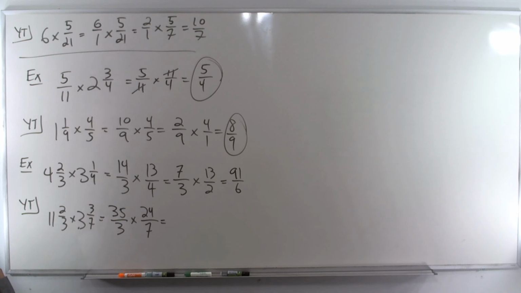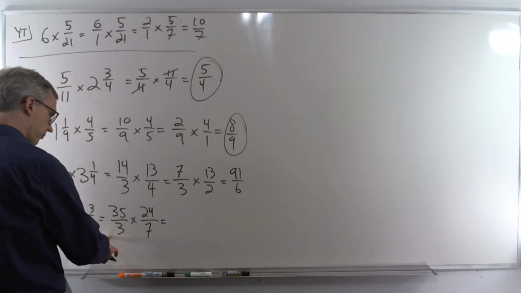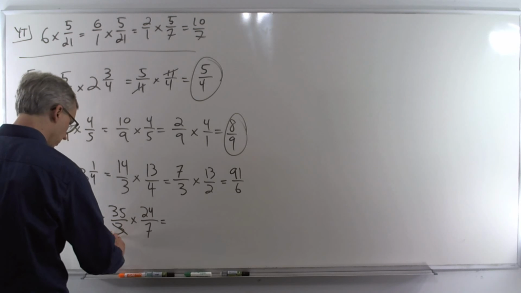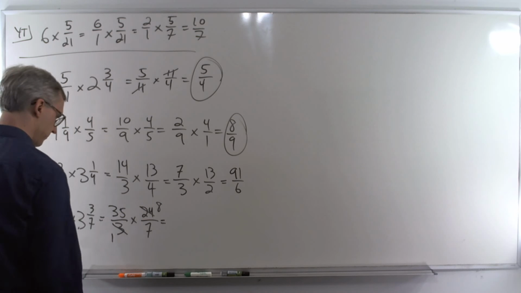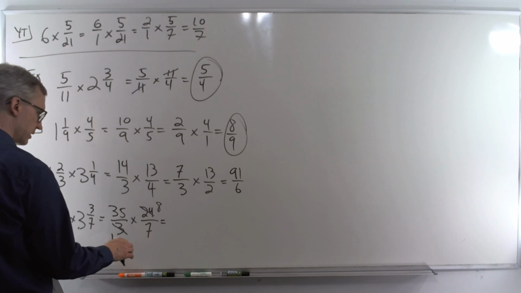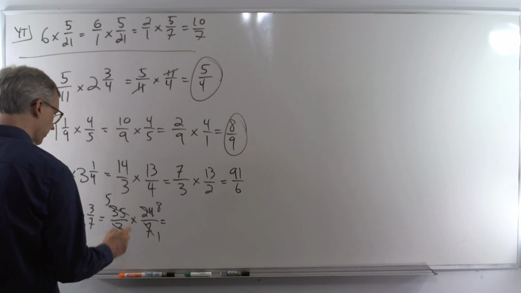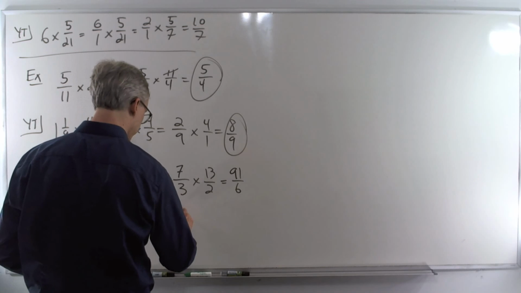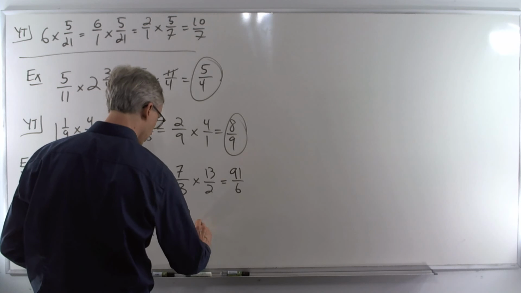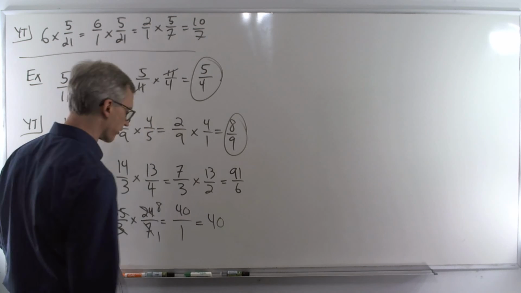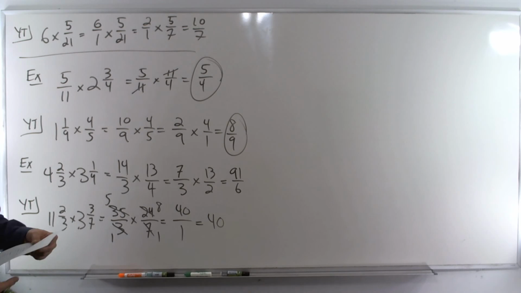Now we've got some reducing here. We got 24 and 3, that will reduce. Divide by 3, we got 1 here and 8 here. And in this case, divide by 7 to get 1 here and 5 here. So I'll multiply straight across. 5 times 8 is 40. 1 times 1 is 1. So that's 40 over 1, which we can just write as 40.